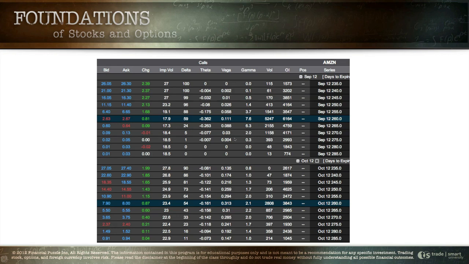Now, come over here, and I'm going to wrap this stuff up here in just a second. Come over here to this Amazon option chain, and I'm just going to blow through this really fast. I just want to show you guys at the money Amazon for September versus at the money Amazon for October. Look at the difference in the bid and the ask. $8 for October, $2.67 for at the money that expires in a couple days.